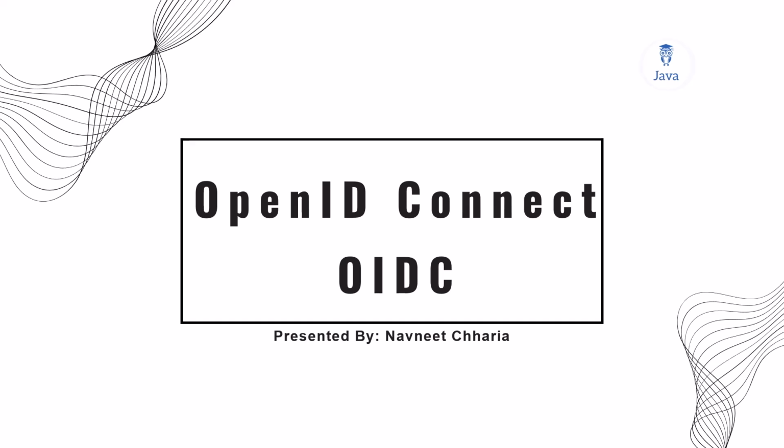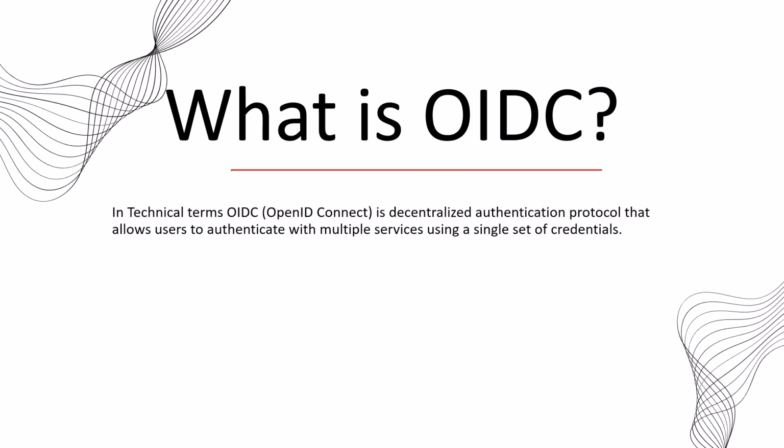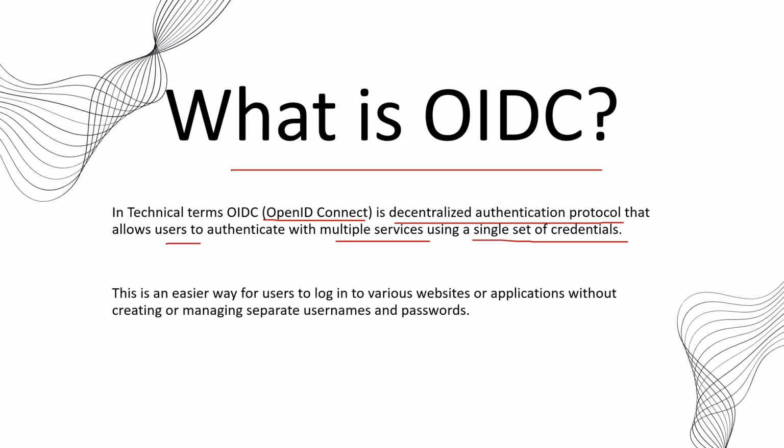Today we will learn about one of the SSO types, OpenID Connect, also known as OIDC. So first, let's see what OIDC is. In technical terms, OIDC, or OpenID Connect, is a decentralized authentication protocol that allows users to authenticate with multiple services using a single set of credentials. This is an easier way for users to log in to various websites and applications without creating or managing a separate username. So let's see through an example what that basically means.